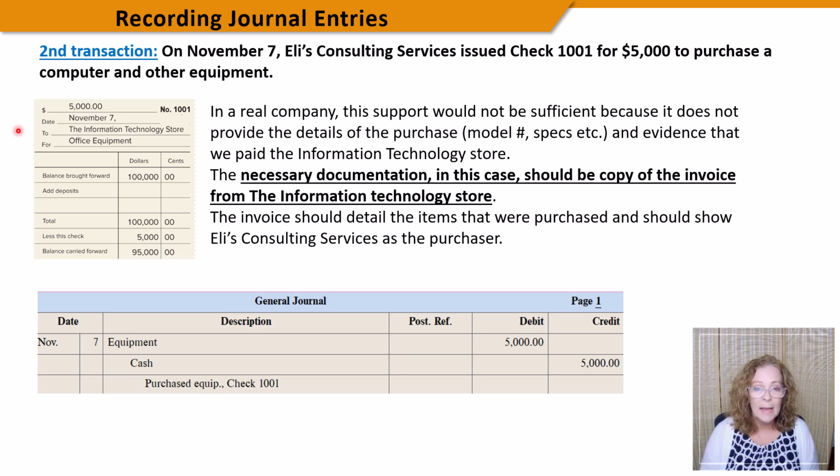When we previously analyzed this transaction, we determined that equipment increased because equipment is an asset and assets increase with debits. We also determined that cash decreased. Cash is an asset, and when we want to decrease an asset, we use a credit. So to journalize this transaction, we debit equipment and credit cash for $5,000 and add a description, like in this case, purchased equipment check 1001, once the proper documentation has been received.